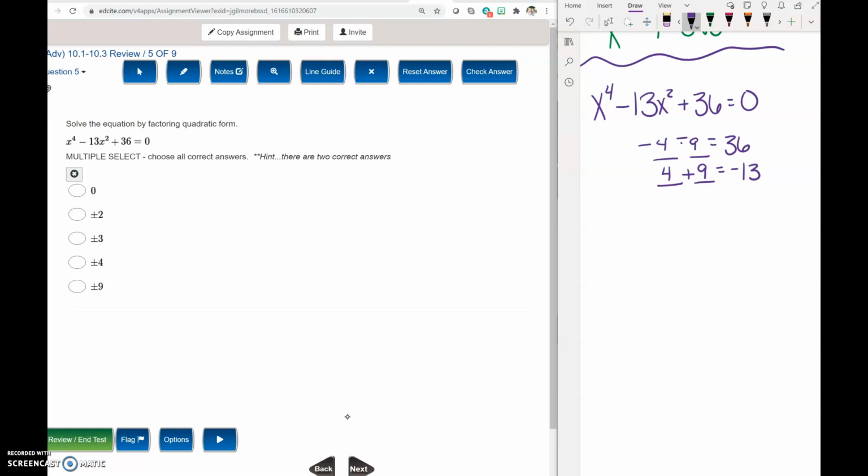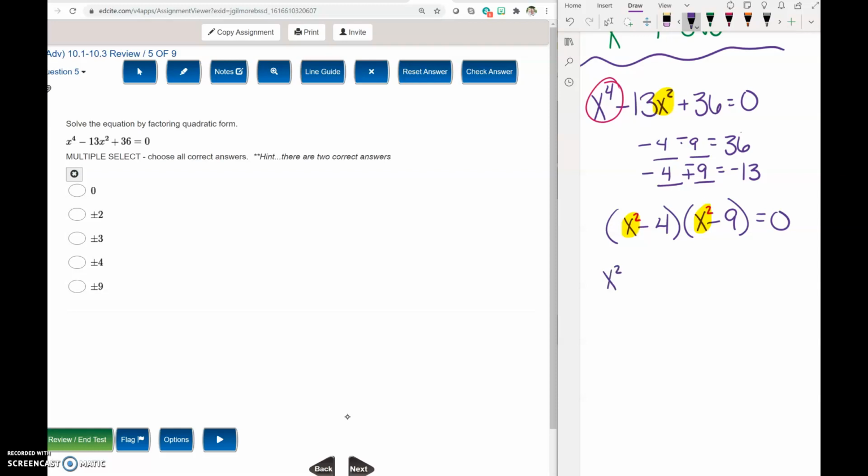Negative 4 times negative 9 is positive 36. Negative 4 plus negative 9 is negative 13. So normally we would do x minus 4, x minus 9. But because this is x to the 4th, this needs to be x squared and x squared. Remember, as a general rule of thumb, whatever exponent is on your middle term of the trinomial, that's the exponent that you want to use in your factored form.